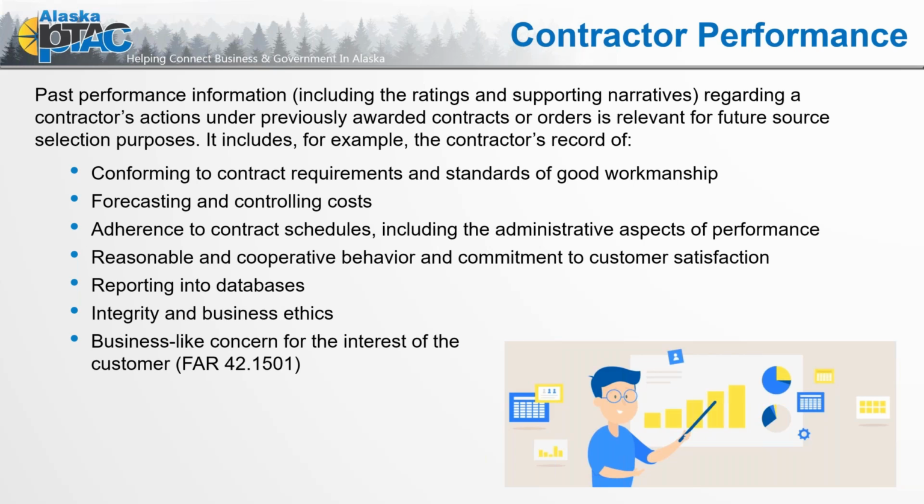It includes examples of the contractor's record of conforming to contract requirements, forecasting and controlling costs, adherence to contract schedules, reasonable and cooperative behavior, reporting into databases, integrity and business ethics, and business-like concern for the interest of the customer. FAR 42 really has defined what all that means, and these are areas that should be addressed in past performance. Often, because everybody is looking at the next to-do item on their desk, the past performance information isn't completed. It is identified, and this should be completed as part of that closeout process.